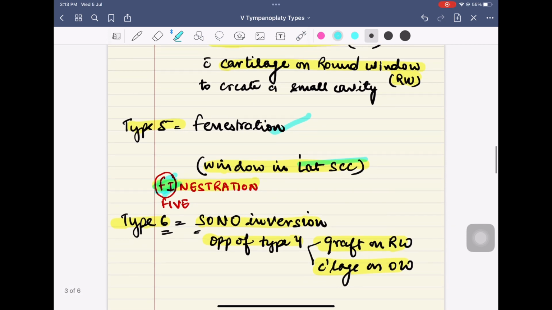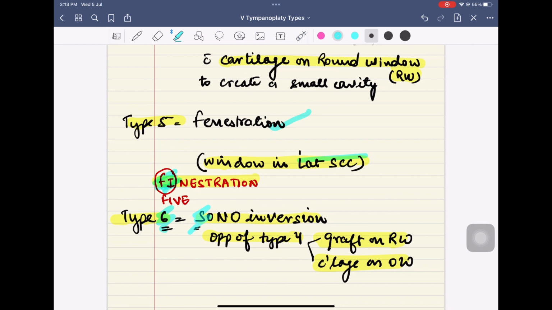Now coming on to type 6, also known as the sono inversion. 6 starts with an S, and sono inversion also starts with an S. Why inversion? Because it is the opposite of type 4, in which here the graft is placed on the round window and cartilage on the oval window. Now we have done all the 6 types of tympanoplasties. We can observe we are going from the outside in, right?